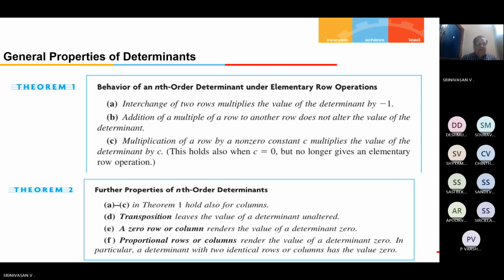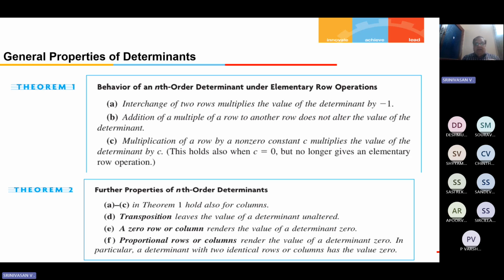Okay. What is this equal to now? -3 into -5, 15, minus 6 into 4, 24. 15 minus 24 is minus 9. Isn't that? So interchange of two rows or two columns multiplies the value of the determinant by -1, which means there is a change in sign. Addition of a multiple of a row to another row does not alter the value of the determinant.